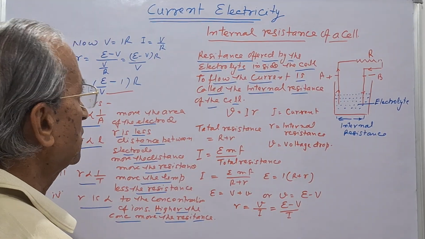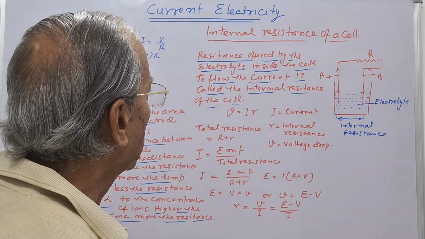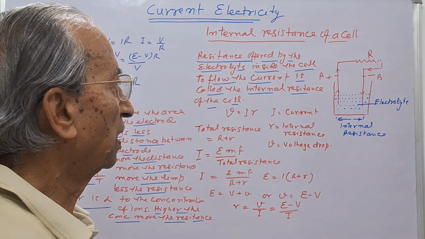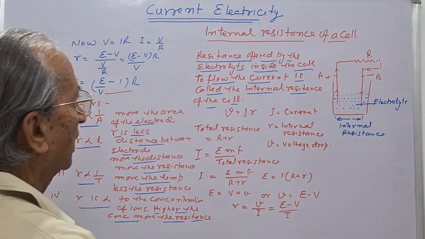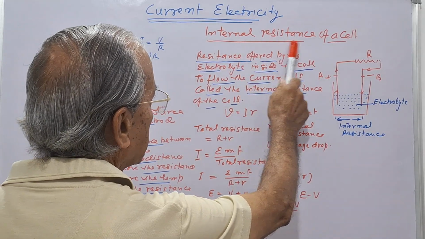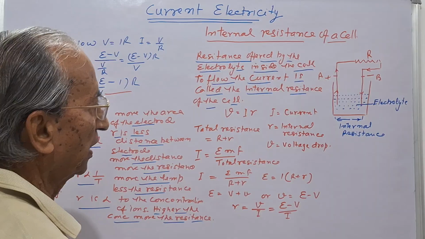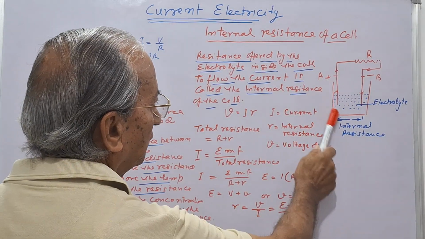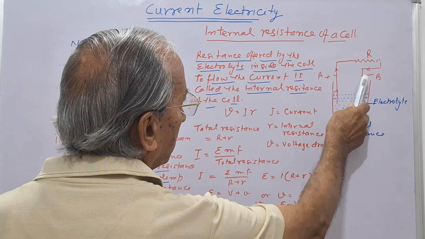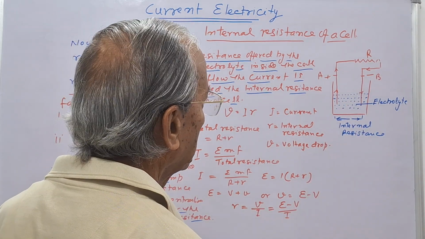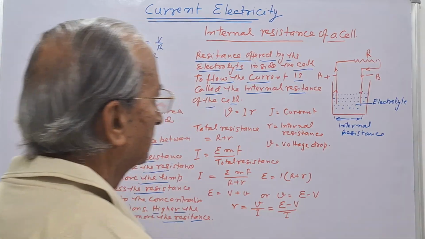In my last videos, I explained electromotive force and resistance. Today I will explain the internal resistance of the cell. Say, if it is a cell, A and B are the two electrodes kept in the electrolyte.